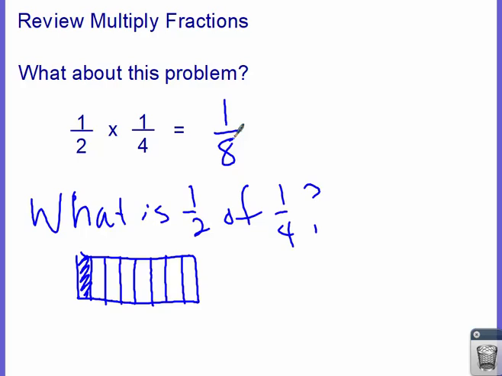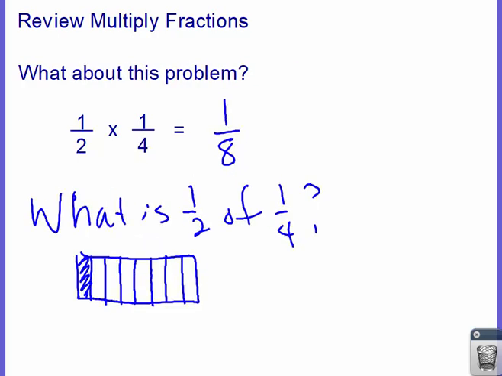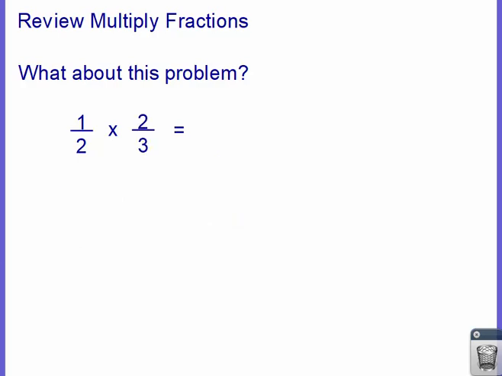So what does that kind of look like that we're doing? If we look at this last problem, we did 1/2 times 1/2, we got 1/4. This one we did 1/2 times 1/4, we got 1/8. What does it appear that we're doing? Well, it appears that we're multiplying our top numbers together and multiplying our bottom numbers together. 1 times 1 is 1, 2 times 4 is 8. So if that's the case, what are we going to do on this one?